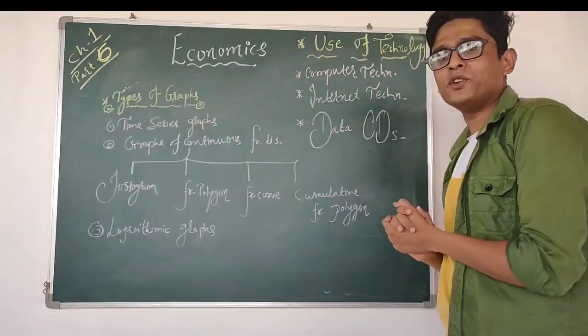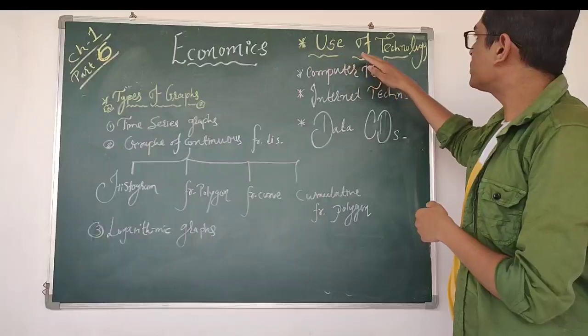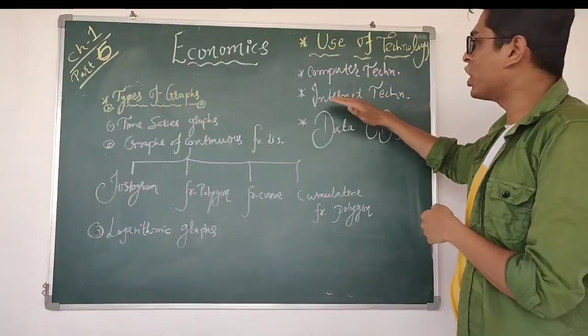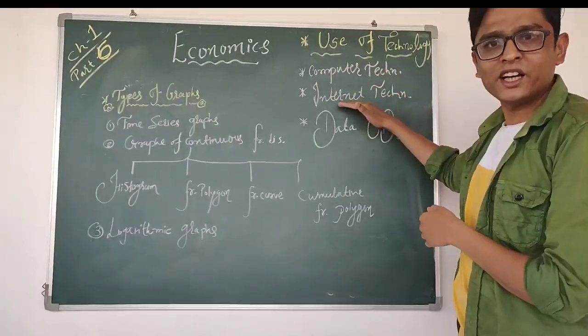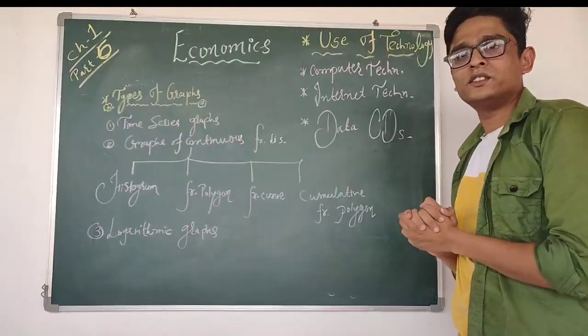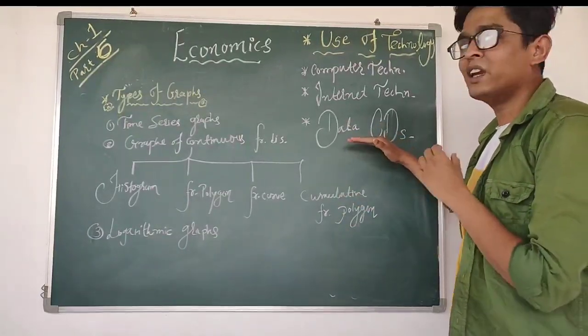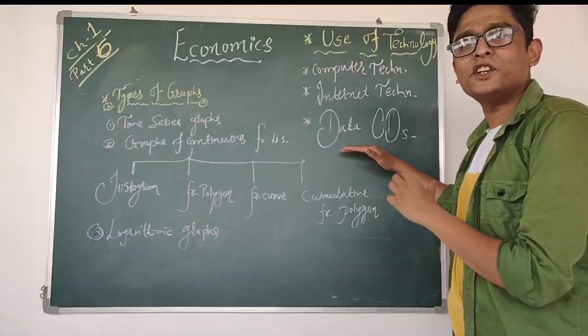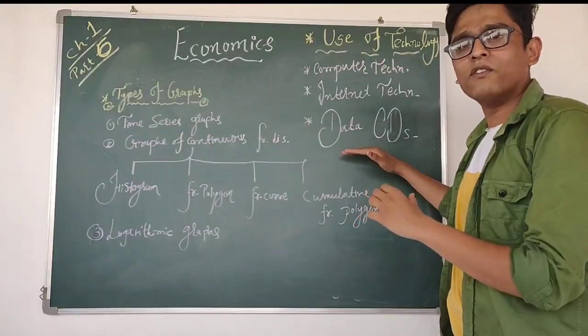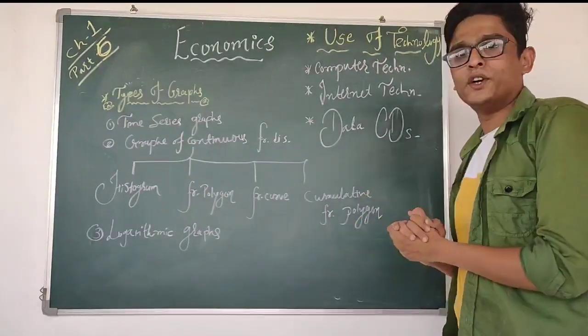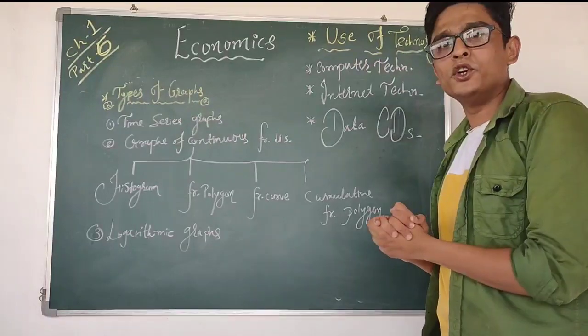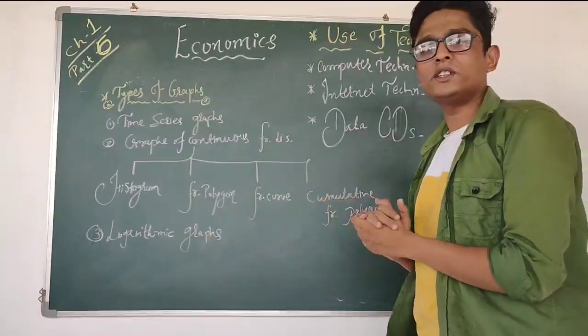In the second part of this video, we are discussing the use of technology, that is computer technology, internet technology and data series. This topic is the last of chapter number 1, graphs and economics. Today we are finishing our chapter number 1 in this video. So continue watching this video for details about these topics.